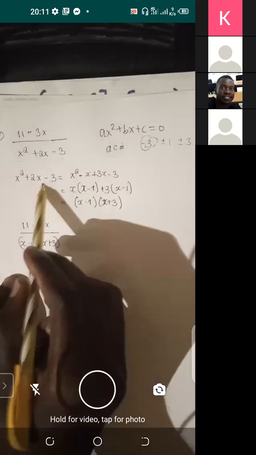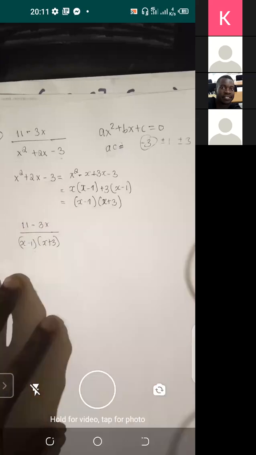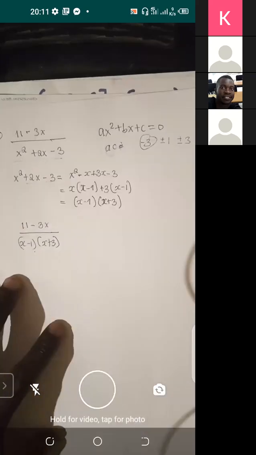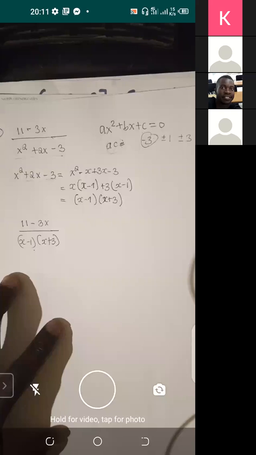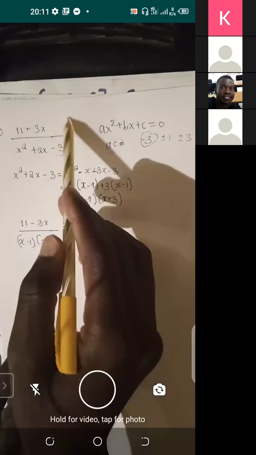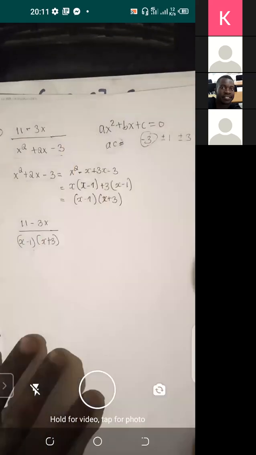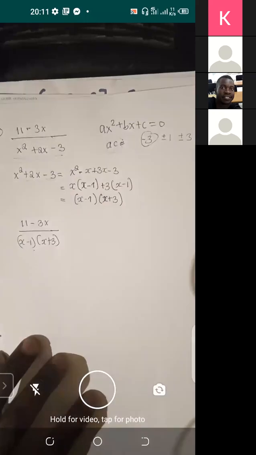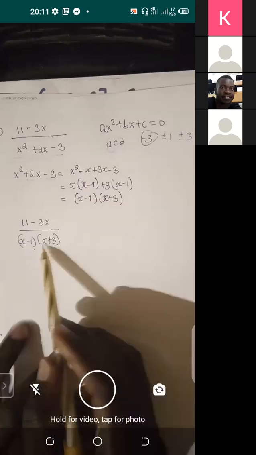Excuse me, sir. What does the question require us to find? I've come a little bit late. Oh, we are decomposing this fraction into partial fractions. Okay, thank you. Yes, so this is similar to our first case.